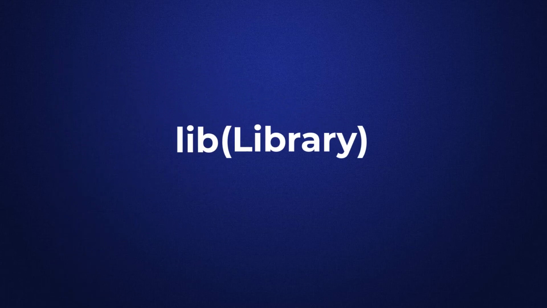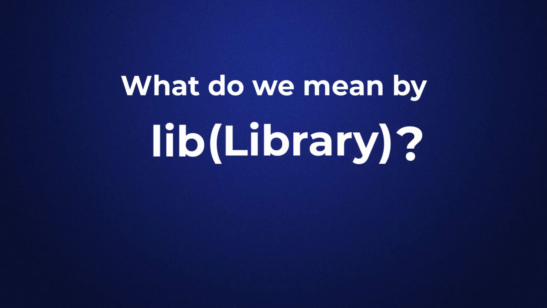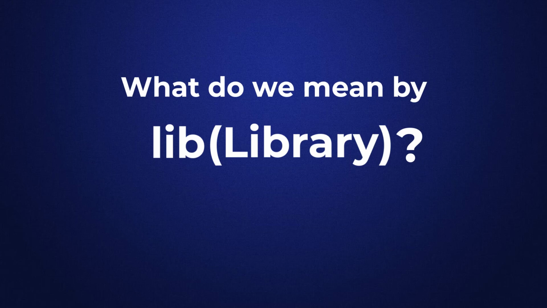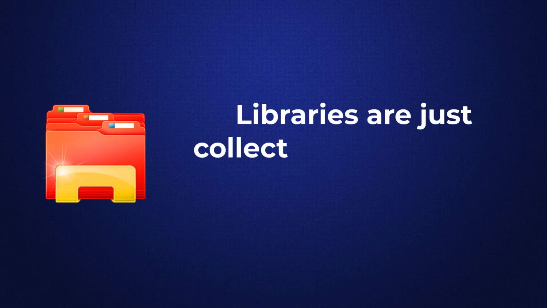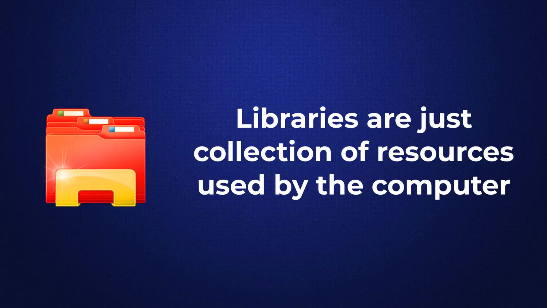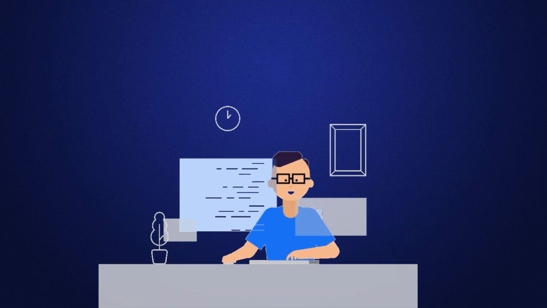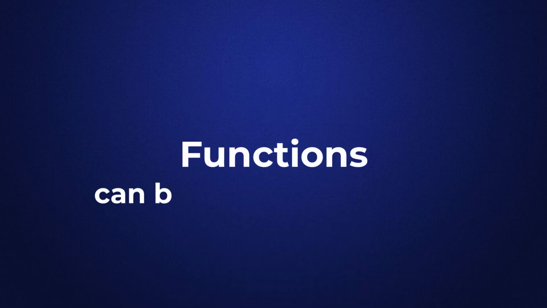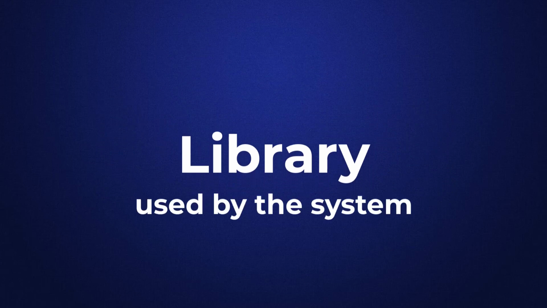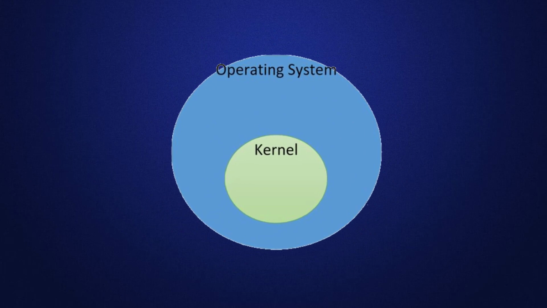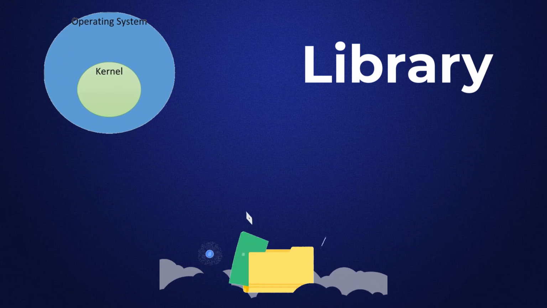Now, library. What do we mean by library or lib? Before I take you on the journey into the lib folder, I need you to understand first what libraries are. Libraries are just a collection of resources used by the computer. When a developer is writing code for a certain functionality, they create what we call functions. These functions can be grouped together to become a library. These libraries are used by the system. The operating system kernel uses libraries when it's running programs or even custom applications.